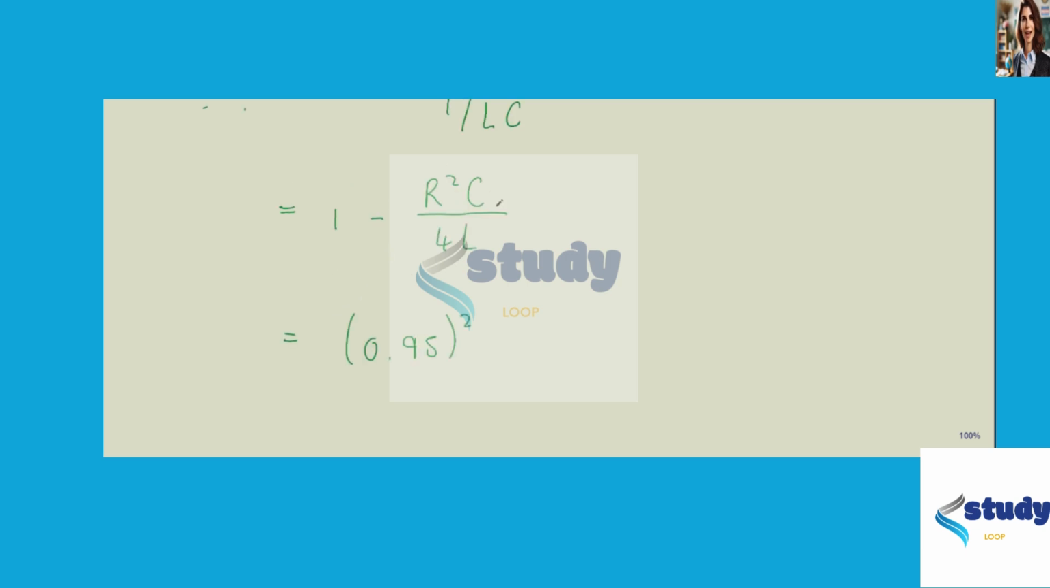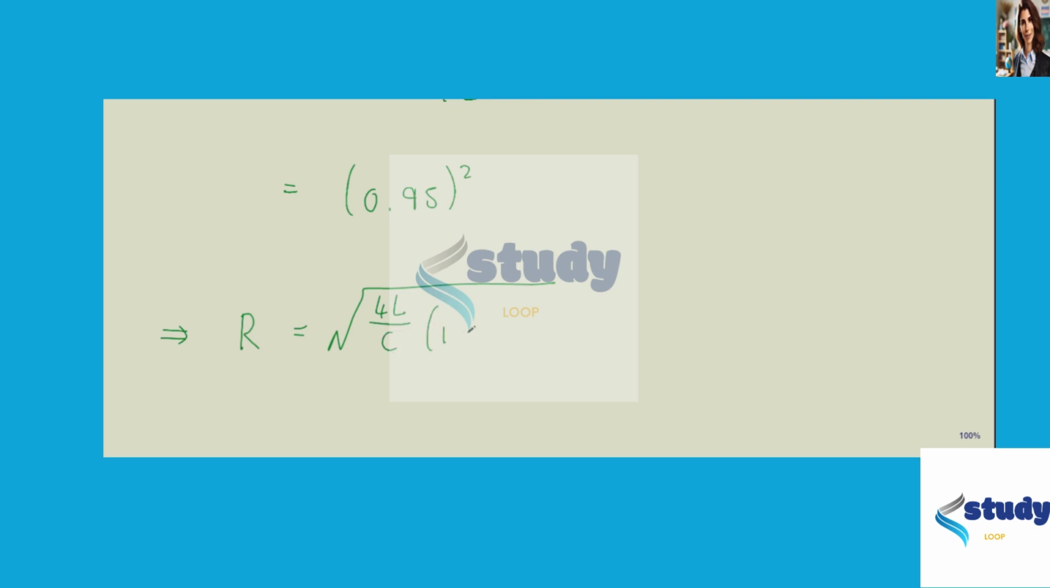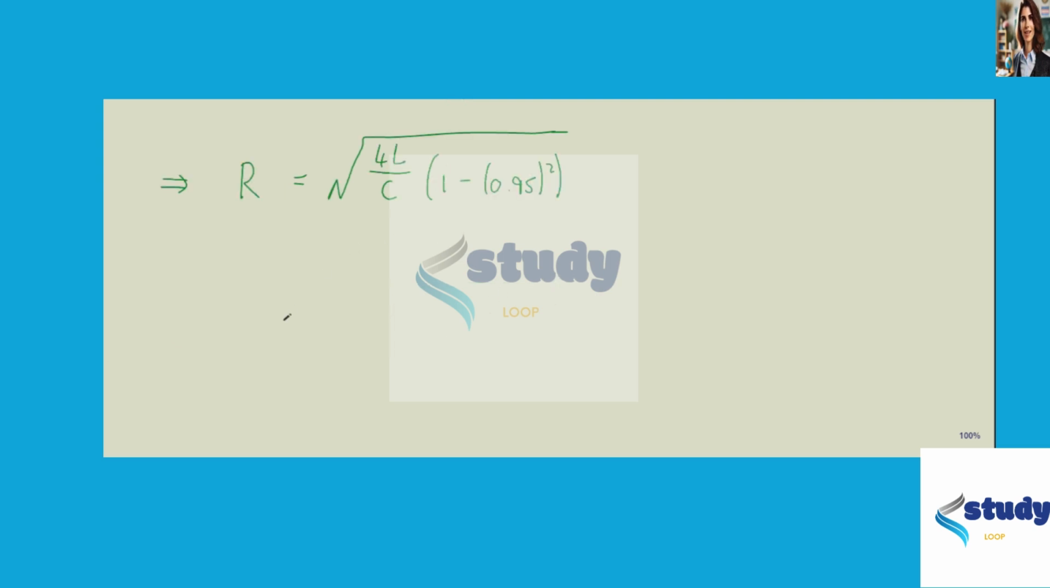So if we rearrange this equation, we can solve for the resistance R, which corresponds to a 5% decrease in our angular frequency. And R from above, if you rearrange, is equal to the square root of 4L over C times 1 minus 0.95 squared. And we have these values, so we can calculate this resistance.